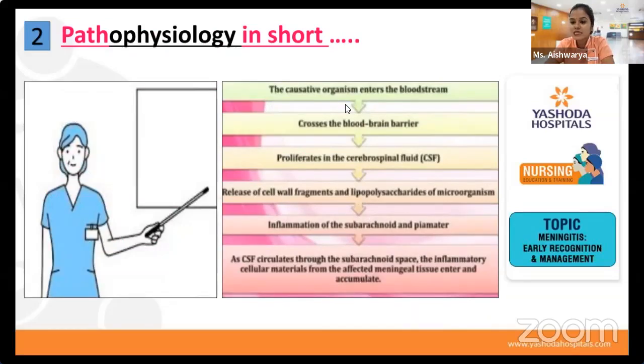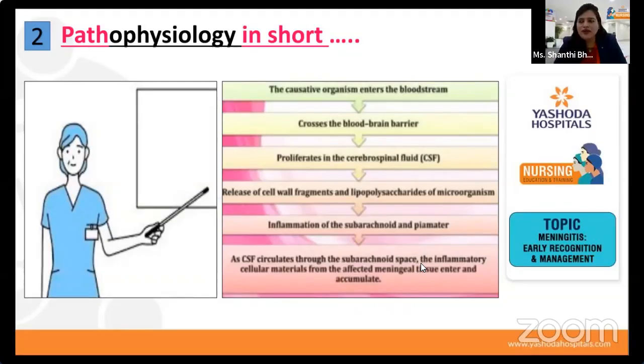The causative organisms like bacteria, virus, fungus enter the bloodstream and cross the blood-brain barrier. Then they multiply in the cerebrospinal fluid, causing release of cell fragments and inflammation of the subarachnoid space and pia mater. Then the CSF circulates through the subarachnoid space with inflammatory materials. Sir, we would like to understand what triggers inflammation of the meninges, in short, sir.